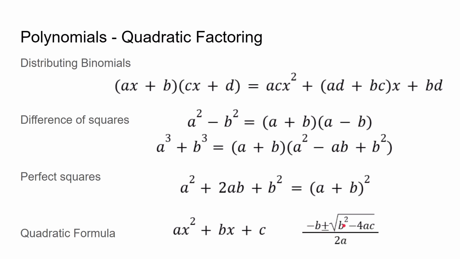And finally, if b squared minus 4ac is negative, the square root of a negative number is not a real number, so this would have no real solutions, but it would have imaginary solutions, and it would have two imaginary solutions in that case. So this discriminant tells you if there will be two real roots, one real root, or two complex roots.